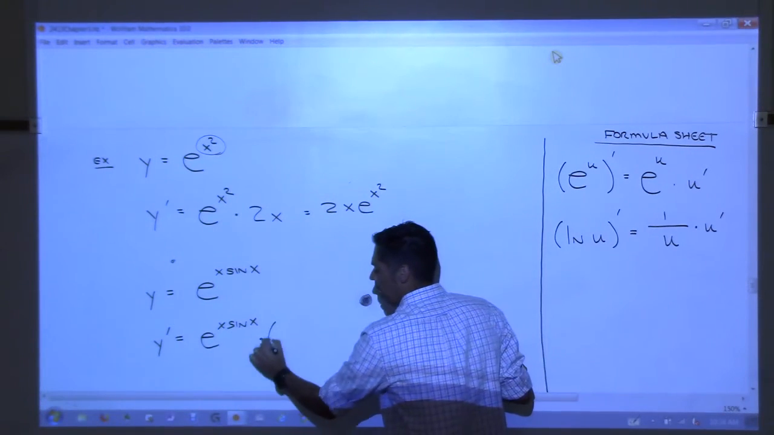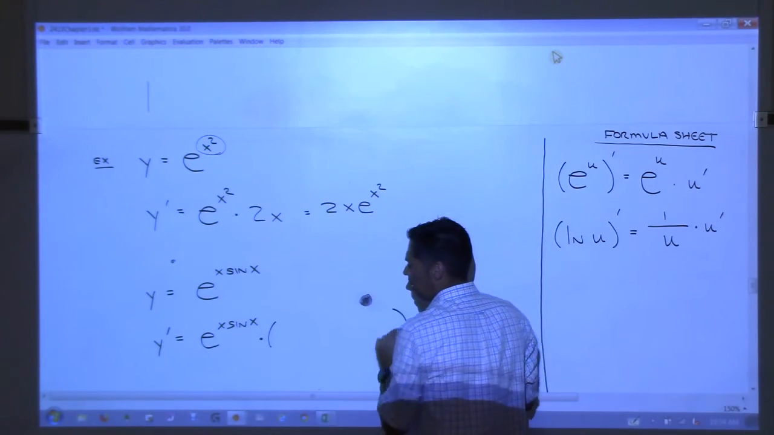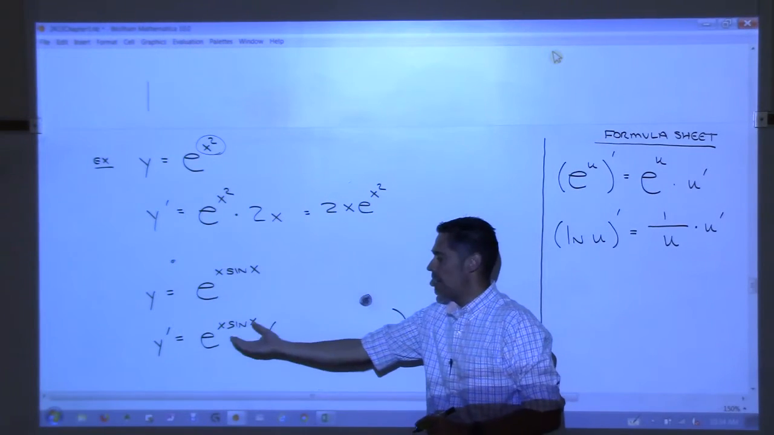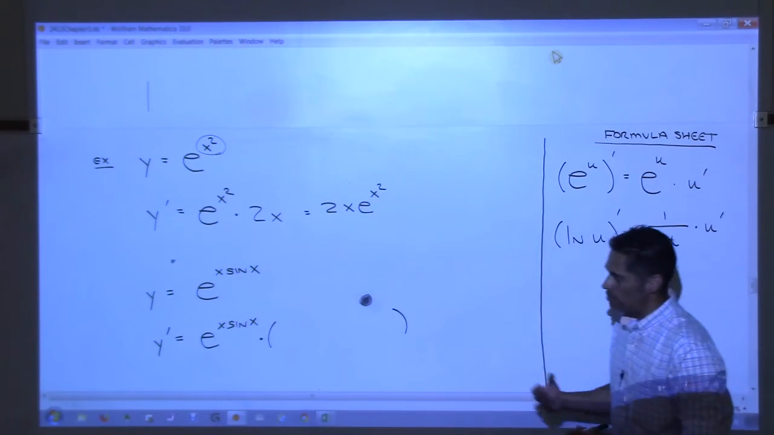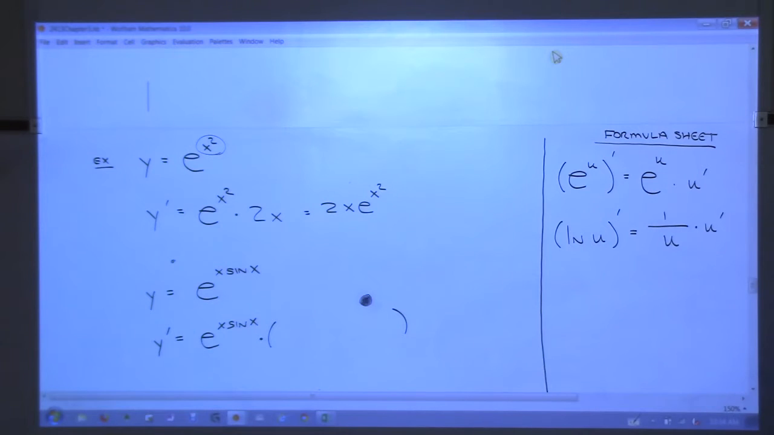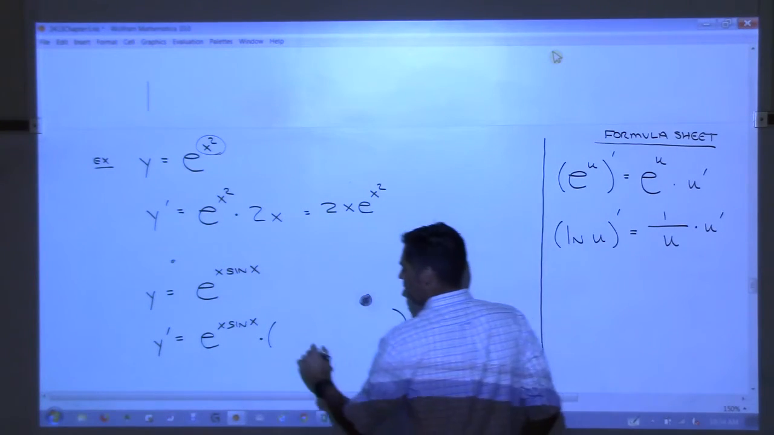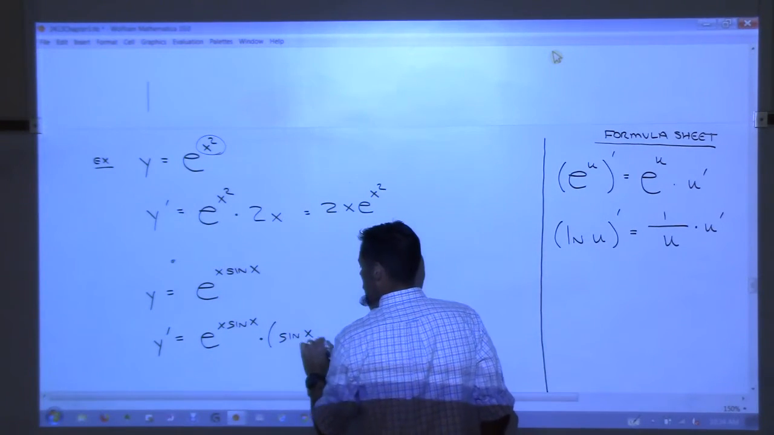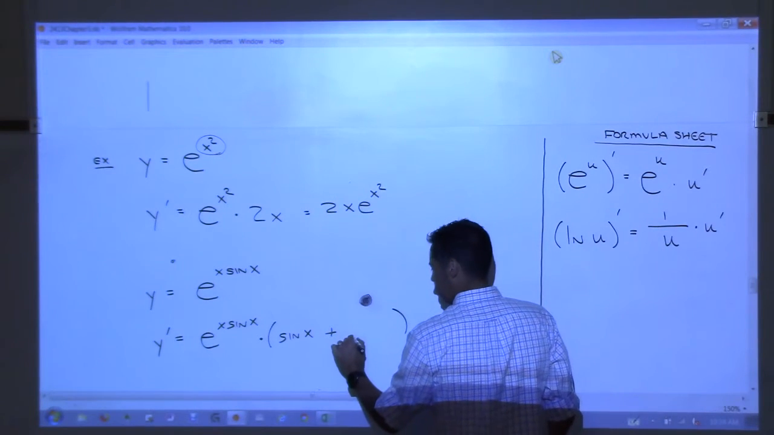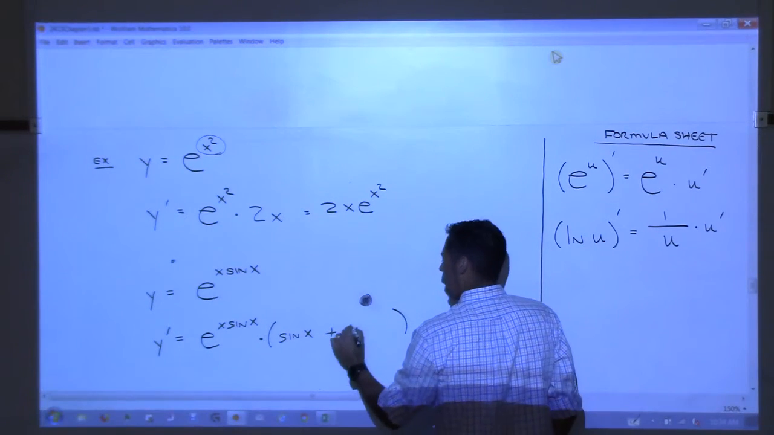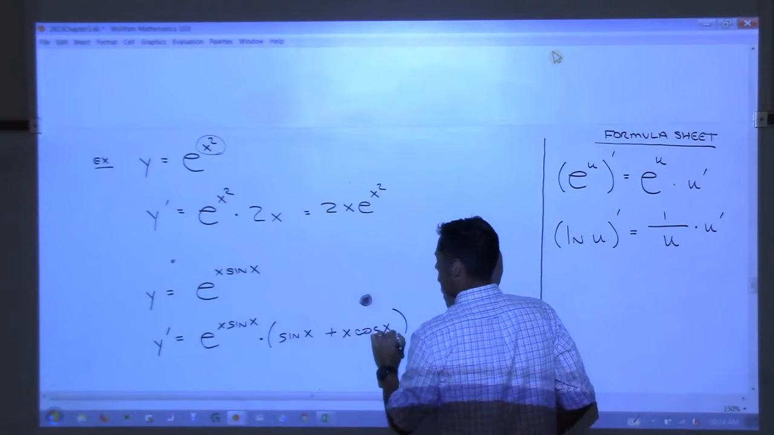And we're going to need to throw that in parentheses because we're going to have an addition symbol in there, and that e to the x sine x will have to distribute. So did you do the product? 1 times sine x, which I'm just going to put sine x, plus x cosine x. Good. Okay. That's it.